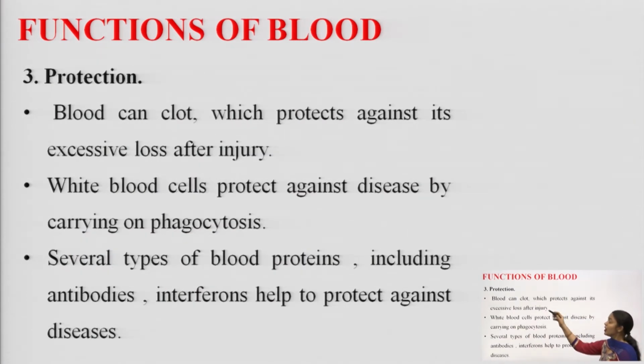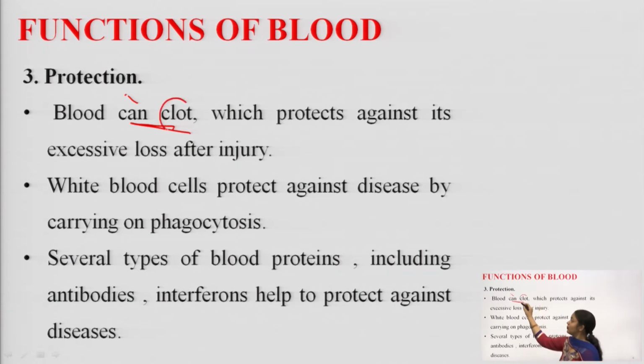Now the next function is protection. Blood can clot. Blood has clotting factors which can clot your blood. When you have an excessive injury and excessive bleeding, the blood can clot after some time due to the presence of your clotting factors. If this clotting factor is absent, then the excessive bleeding can cause death to the person.